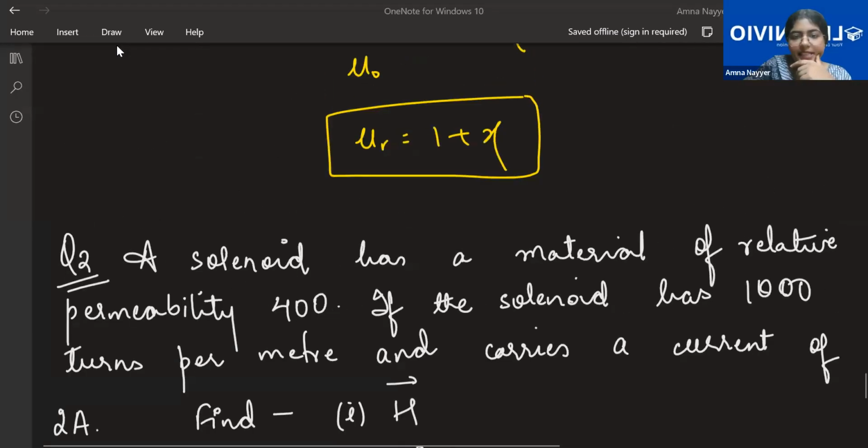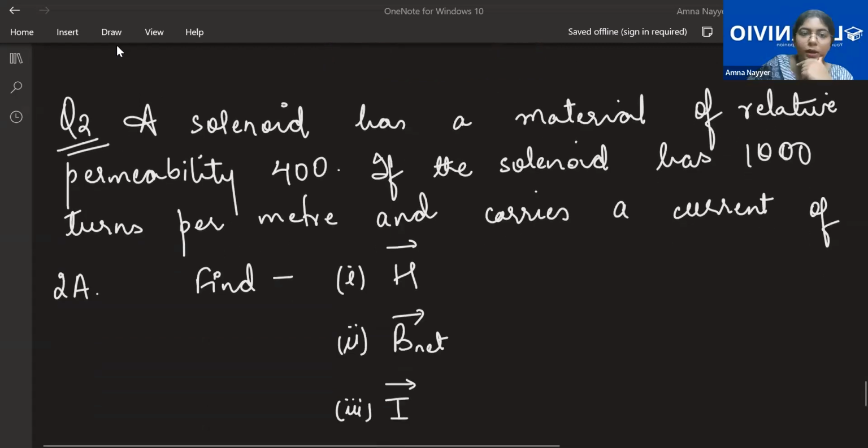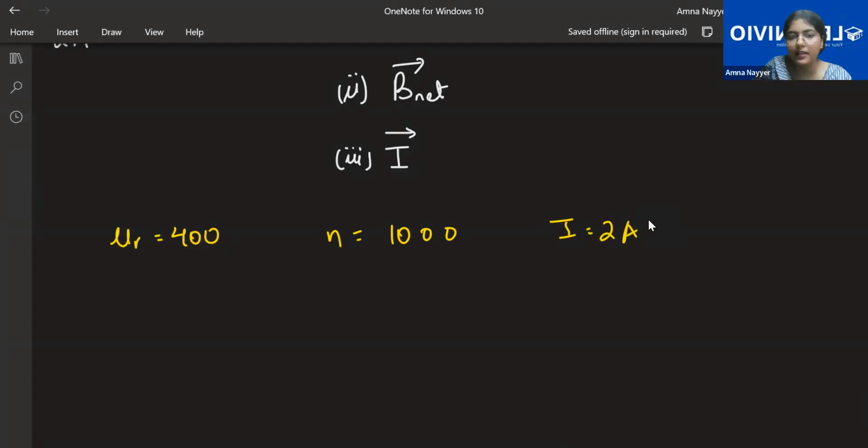Okay, look at this question. This says a solenoid has a material of relative permeability 400. If the solenoid has 1000 turns per meter and carries a current of 2 ampere, we have to get H, B net, and I, all these things. So, what all things are present? Mu R, yes. And what is this 1000? Small n. And current is 2 ampere. So mu R is given as 400, small n is given as 1000, and current is given as 2 ampere. This is the data that we have.